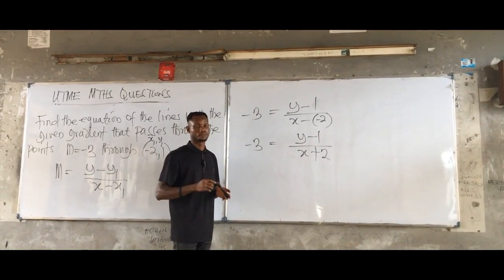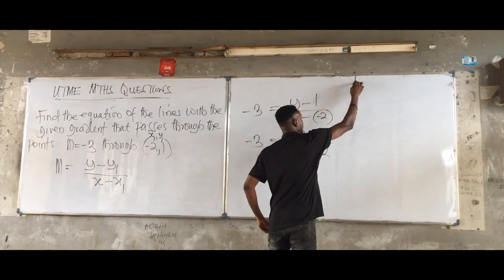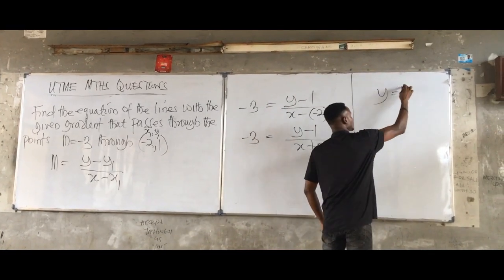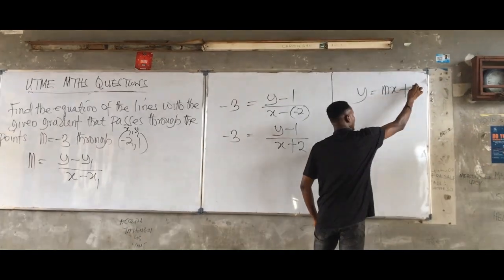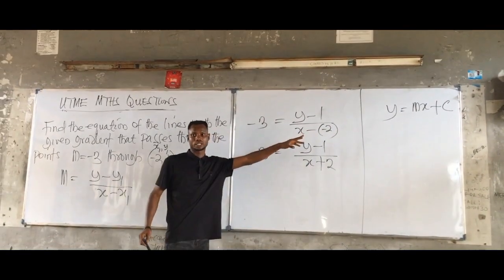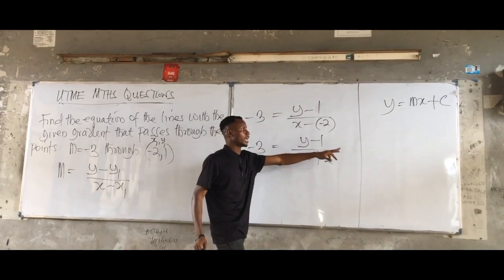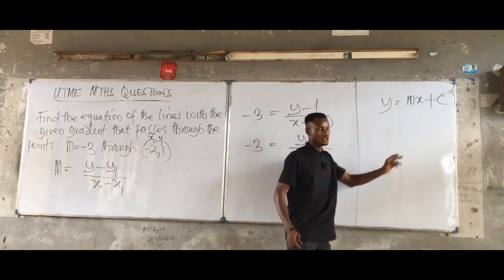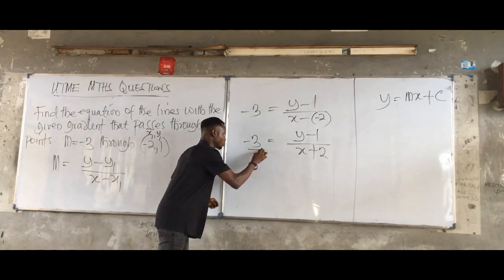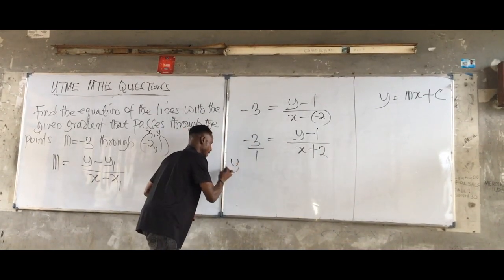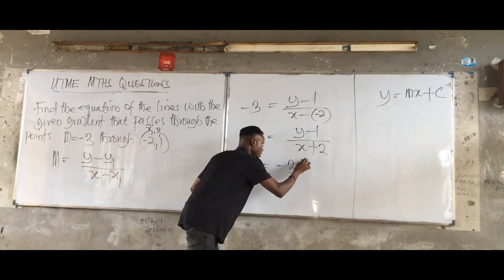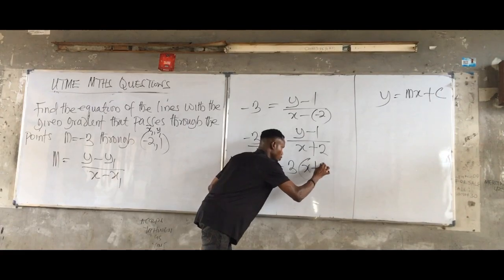Now our intention here is to write this in terms of what? Equation of a straight line. How does the equation of a straight line look like? The equation of a straight line looks like y is equal to mx plus c. This is how the equation of a straight line looks like. Please take note. That is y equal to mx plus what? c. So now let's make this look like the equation of a straight line. That means I will cross multiply. This is going to be y minus 1 is equal to minus 3 into what? x plus what? 2.